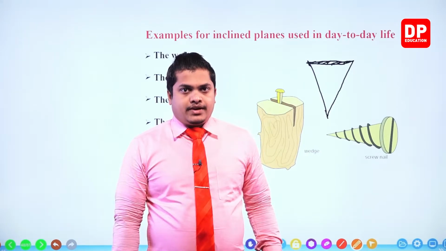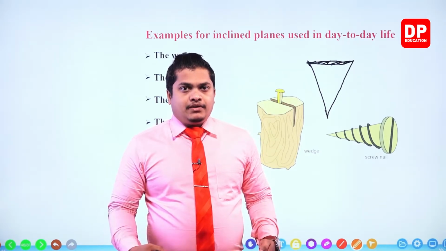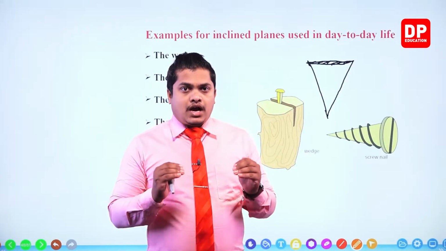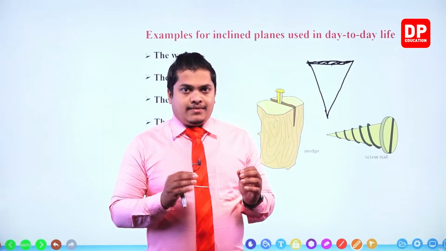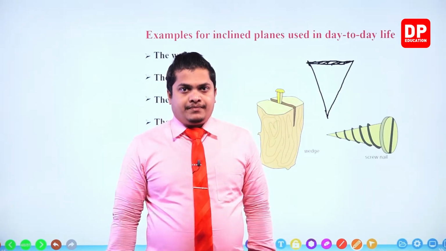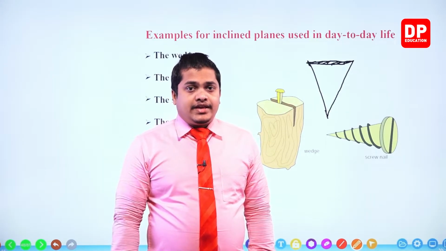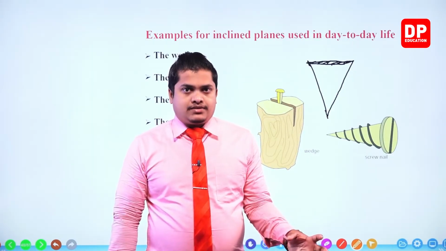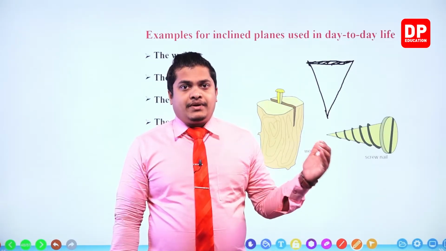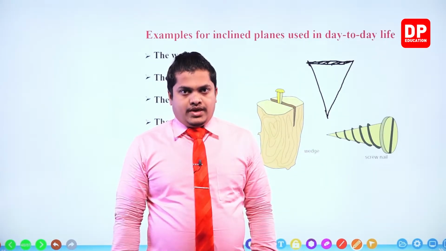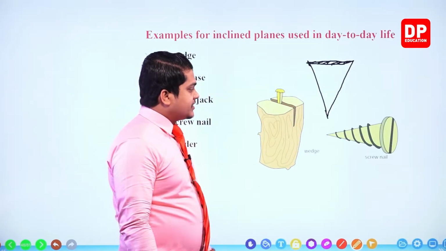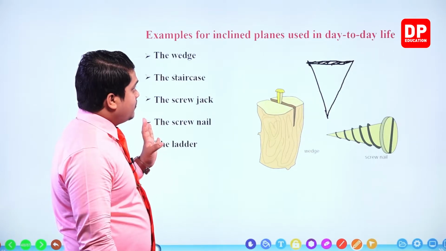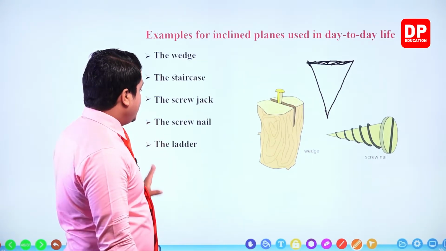The ladder, right? By climbing up the ladder, we can climb up to a certain height without any trouble. I mean, with ease, we can climb up. Here the inclination of the ladder is helping us, right? It is the one which is helping us to carry our weight to that particular location. Okay. Right then. So this is the third final example for the inclined planes in our day-to-day life, the ladder.